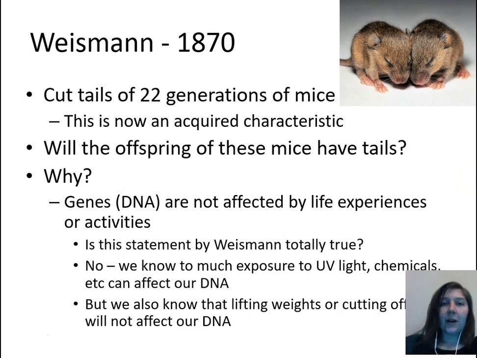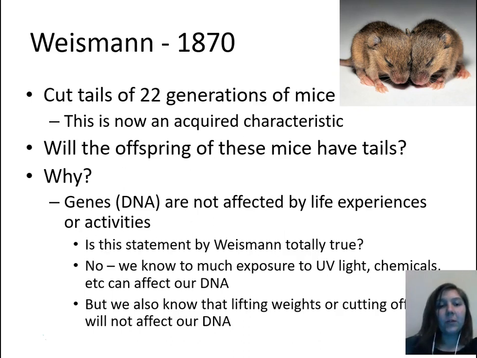In order to help disprove Lamarck's ideas, in 1870, Weismann cut the tails of 22 generations of mice off. So this would be an acquired characteristic because in their lifetime they are losing that body structure. He wanted to see if the offspring of these mice would have tails. And in fact, they did, because the genes are not affected by their life experiences.